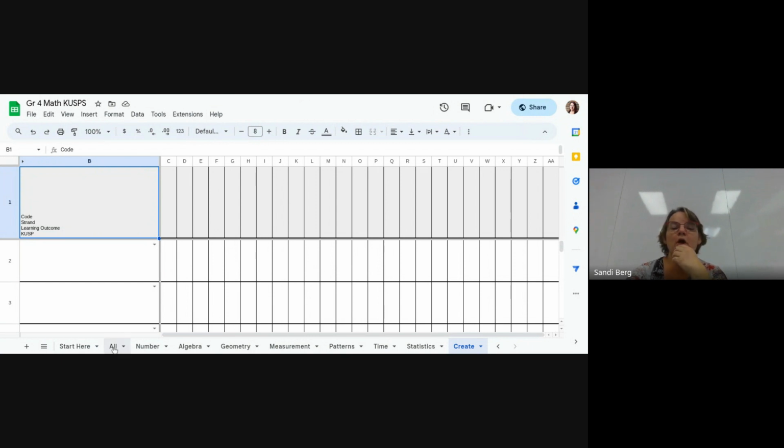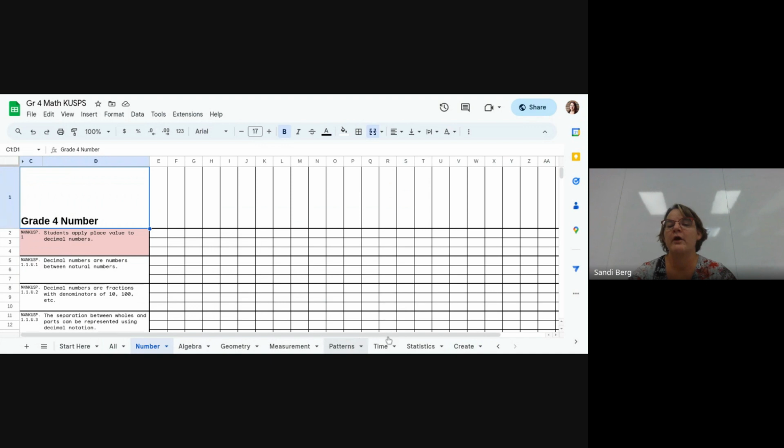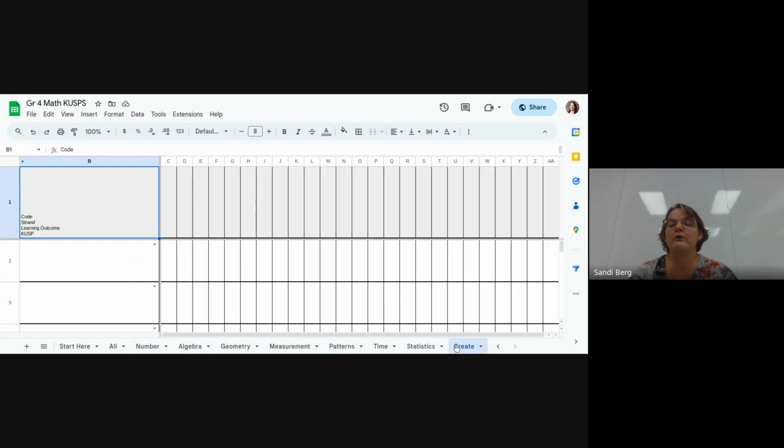So I created this Google Sheet, and I'm going to give you guys a copy of this, and it has all of the outcomes in here for grade 4. And there's a coding system in here. That's for eventually, when we get to Power Teacher Pro, we might need this coding system. But you can see all the outcomes. You can see just the number outcomes, just the algebra outcomes, and so on. But I'm going to go to the Create tab, and I'm going to make a copy of this.